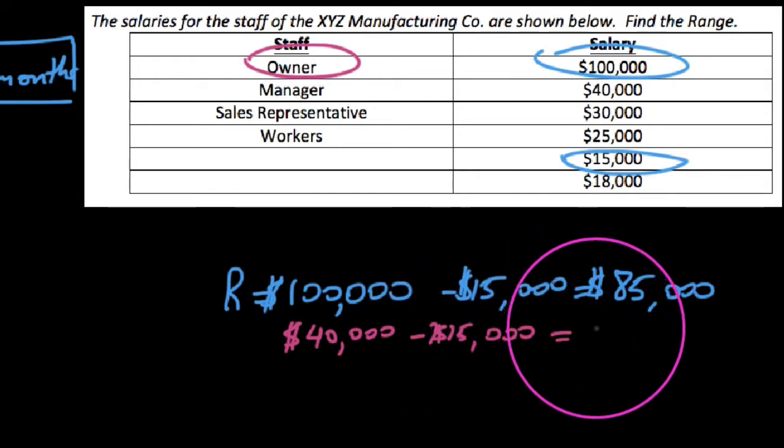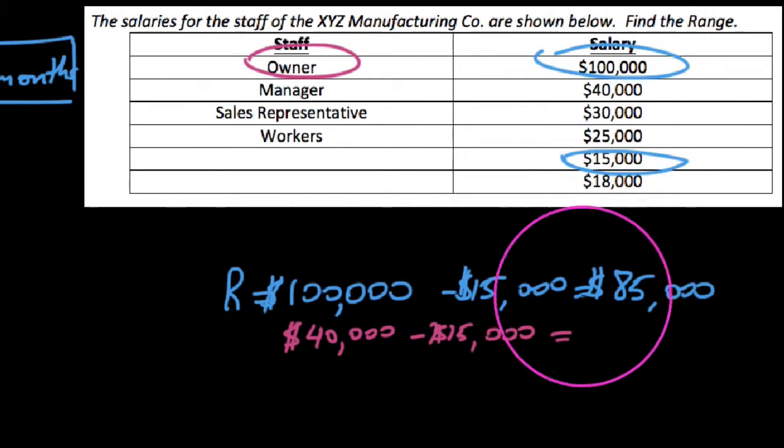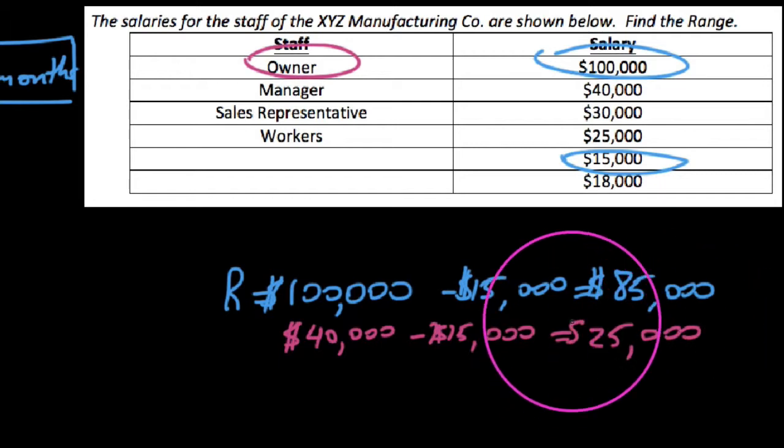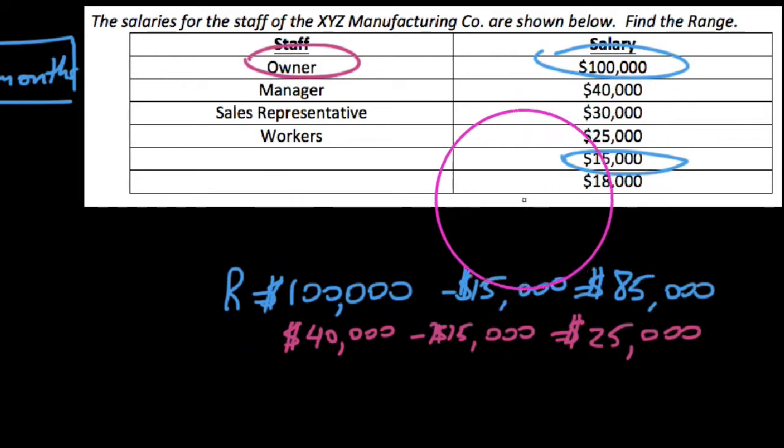And the only reason I bring this up is because the range is a statistic that can be swayed by very large or very small values. This would bring it all the way back down to a $25,000 range, which would be more consistently packed. So just because the range is a measure of variation, it's not always the best because of large or small data values.